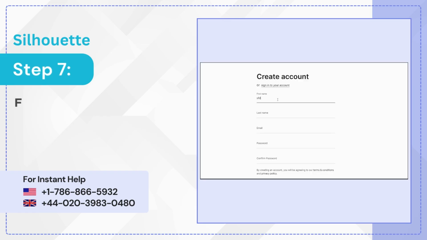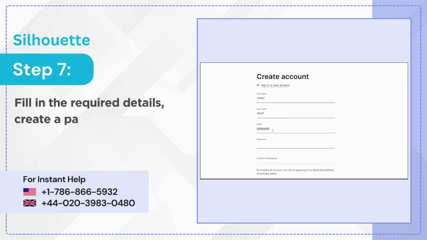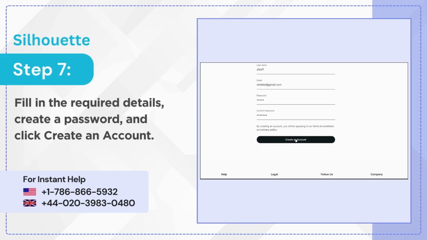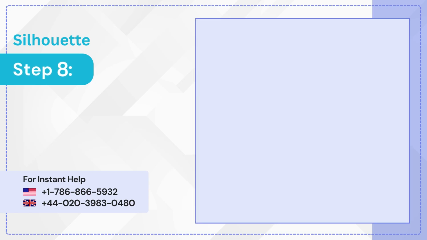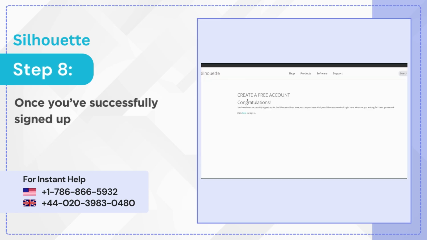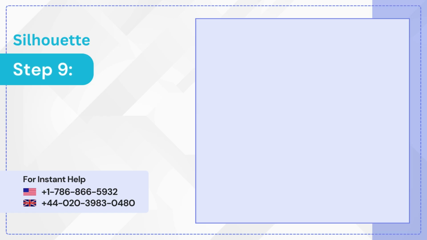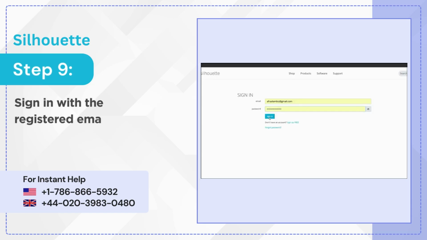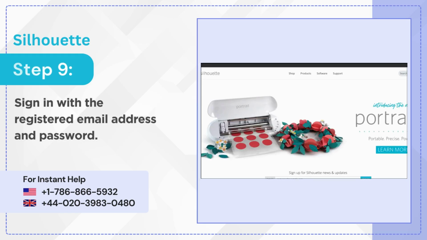Step 7. Fill in the required details, create a password and click Create an account. Step 8. Once you've successfully signed up, click the link to sign in. Step 9. Sign in with the registered email address and password.